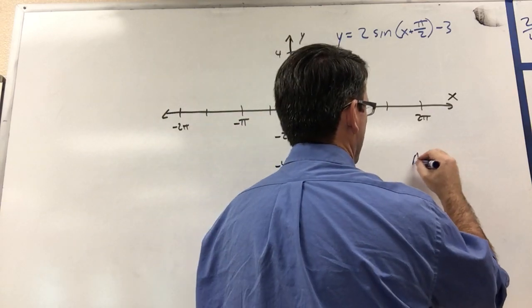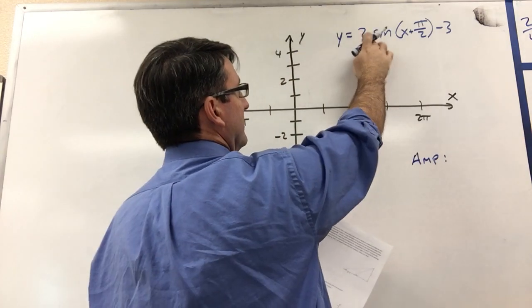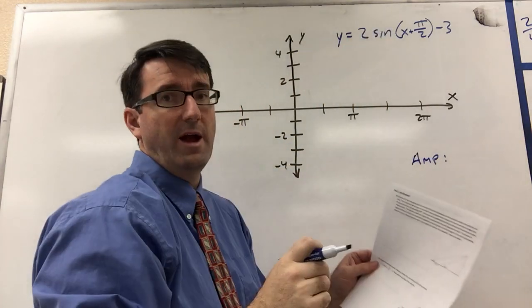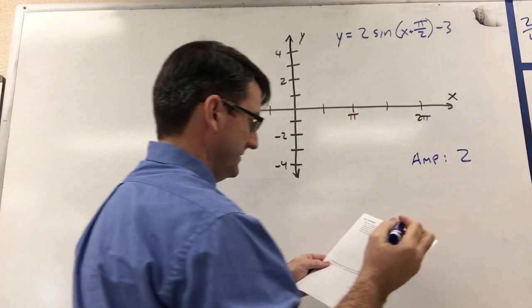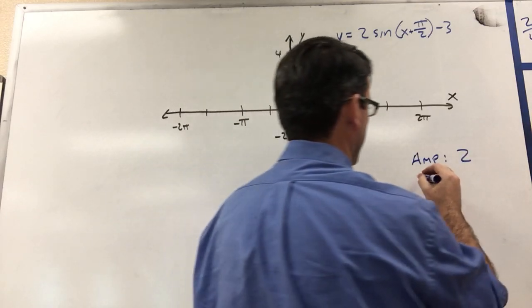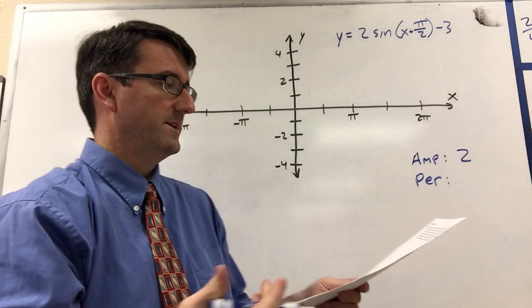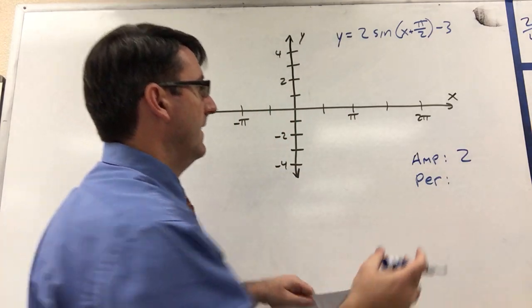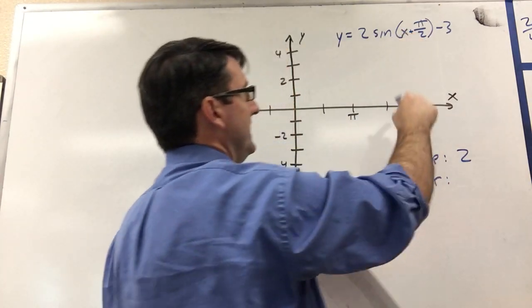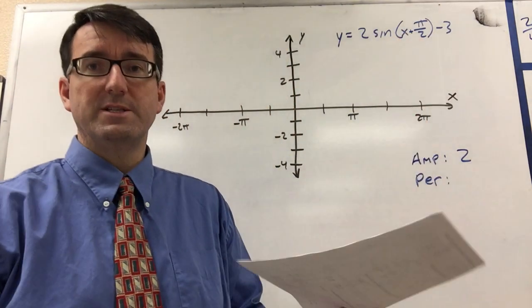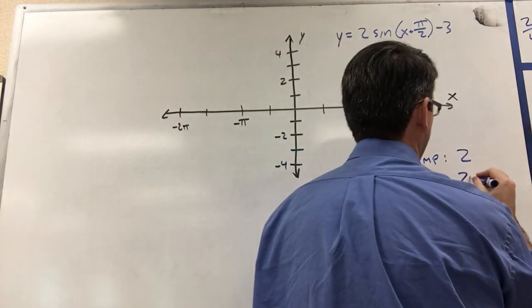Let's put that right here. The amplitude is going to be equal to the absolute value of this number out front there, the A. That's going to be 2. So the amplitude is 2. The period: the normal period for a sine function is 2 pi. We're going to divide that by the b, the number in front of the x, which is just going to be 1. So 2 pi divided by 1 is 2 pi.